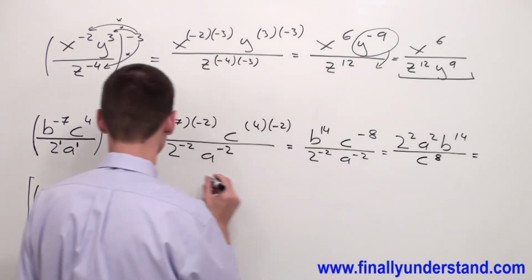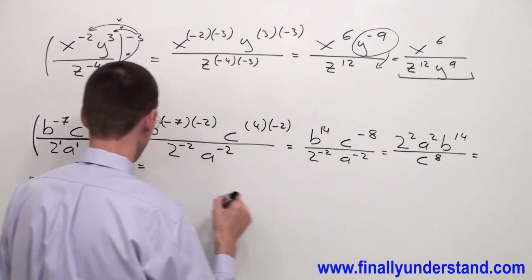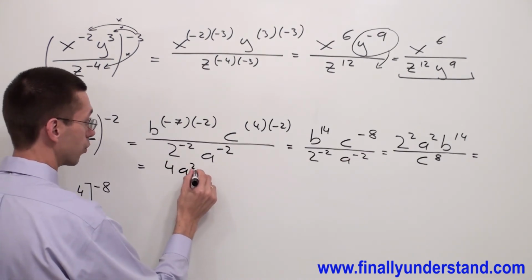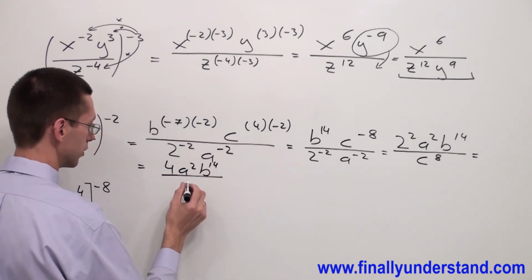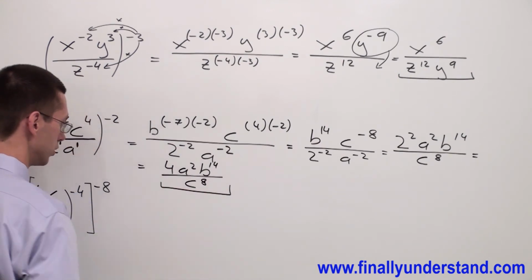This is equal to, 2 to the 2nd power is 4. So 4 a squared b to the 14 over c to the 8. This is the solution to my problem.